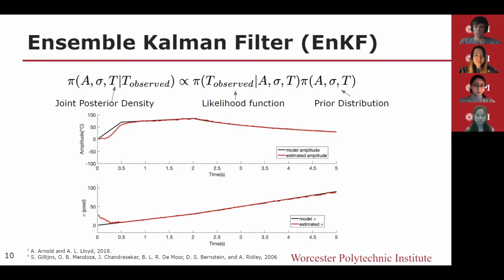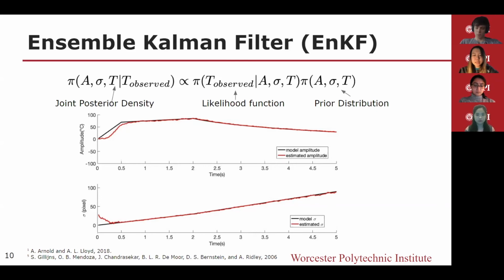With the Bayesian framework, we treat the model parameters and model states as random variables with probability distribution. The joint posterior density, which defines the density of states and parameters given the observed temperature, is proportional to the product of likelihood function and the prior distribution, where the likelihood function indicates how likely the temperature data are observed if we know the states and parameters, and the prior distribution encodes no information on the states and parameters before we take the temperature data into account.